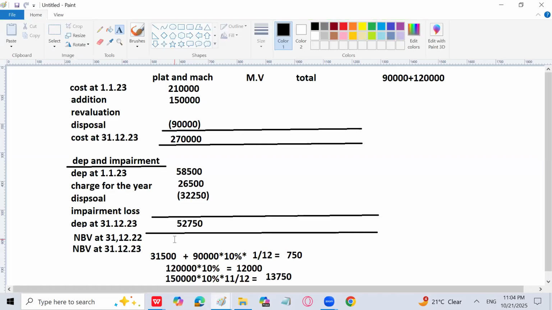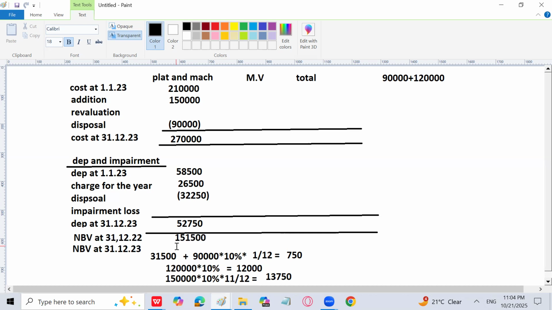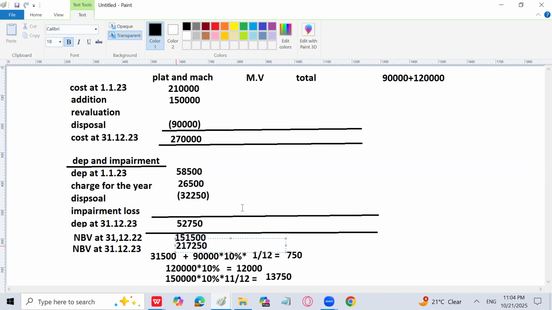So on 31st December 2022, that is 2,10,000 minus 58,500. That will remain the same, like 1,515,000. And for the net book value at 31st December, I will subtract 2,70,000 minus 52,750. So that is 217,250. So we are done with that.